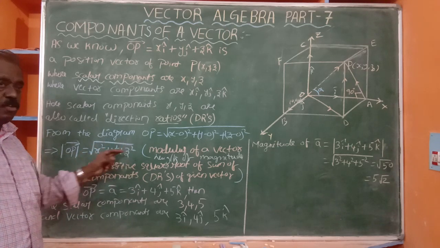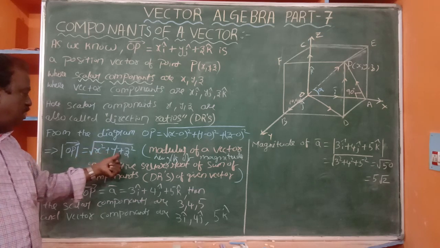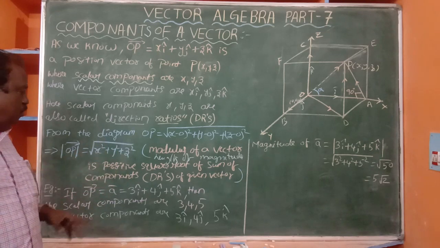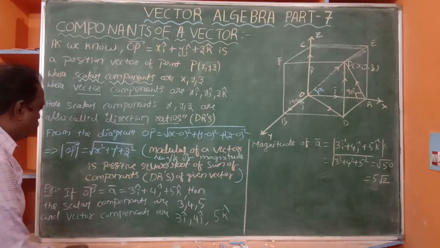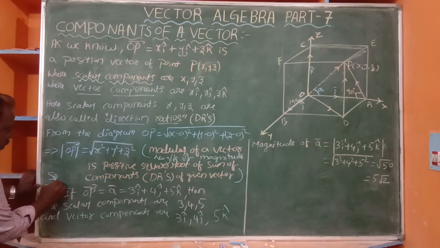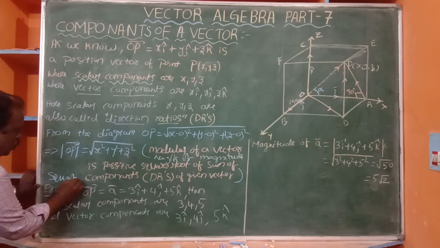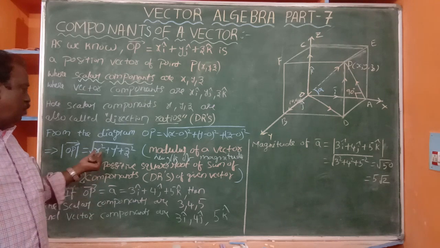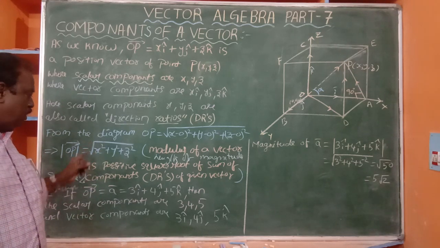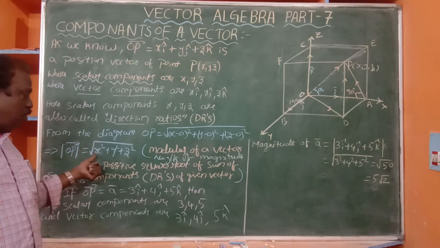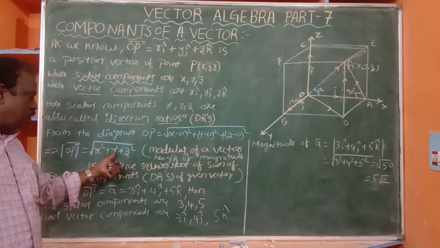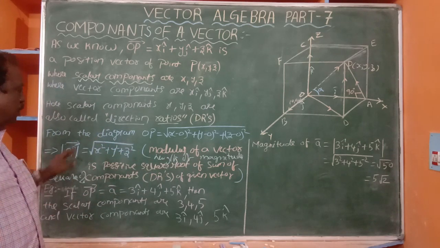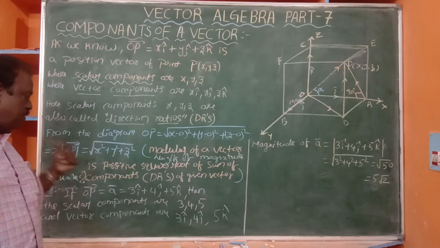x square plus y square plus z square means their sum is there. Sum of squares of components, okay? The positive square root of the sum of squares of components. You see, it is a positive square root. For which expression is the positive square root there? For x square plus y square plus z square. The sum is there. So the sum of squares of components. x, y, z are components or otherwise DRs.